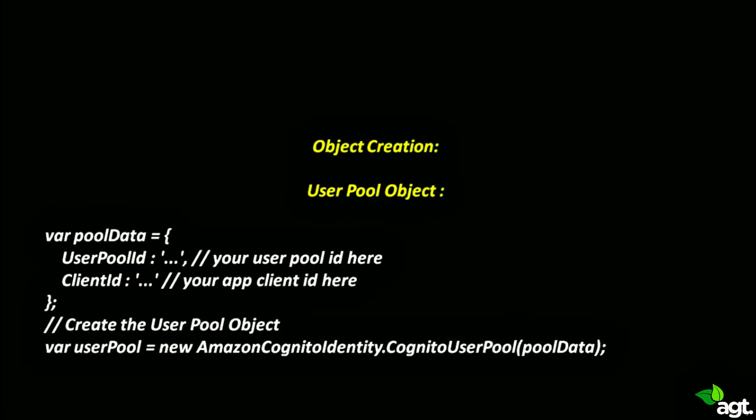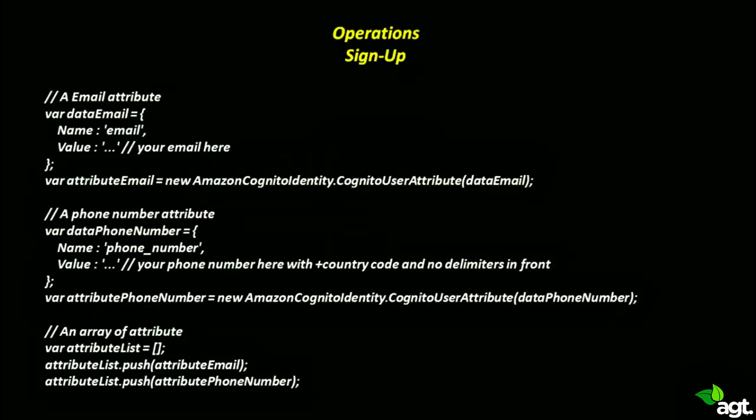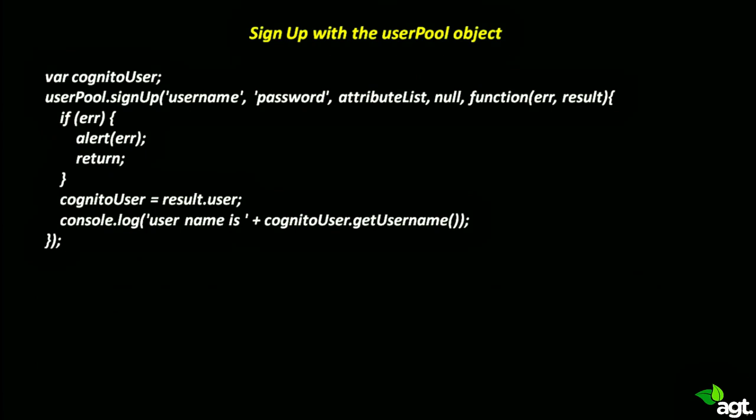This is a sample code of the user pool object, and the user object is just to create a user object with the user pool code like this one. And what about the operation mode? What about the sign up process? The sample code of the sign up process, and user confirmation.